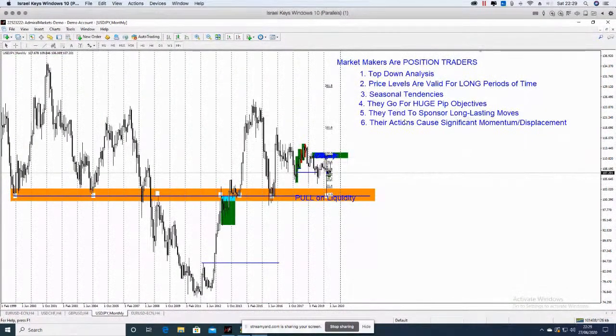And how do we know this? Simple. Because their actions cause significant momentum or displacement. When you see significant momentum or displacement, you know a market maker has done business there. Whether you're trending, in a consolidation or reversing, you can make your decisions based on those actions. And of course, go to the beginners to the mentorship section where we spoke about market profiles. So we looked at things like the reversal profile, the consolidation profile, and the trending profile.